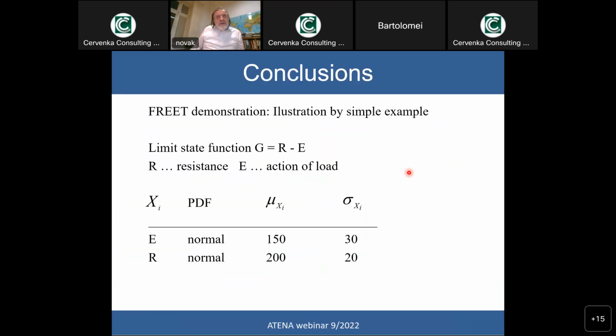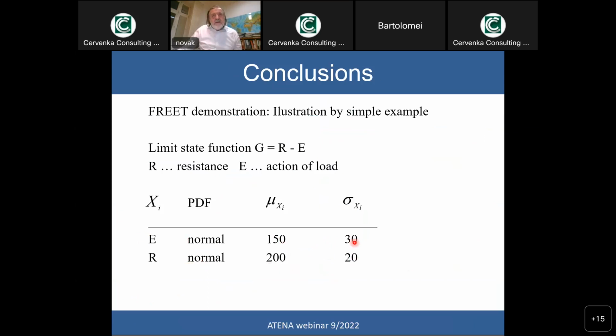And I think that the best is to run, let's say, a real-time demonstration of the software. Because of very, very limited time, I will show the software using a really very simple example. Imagine that you have some bar in tension, for example, and the limit state function is just resistance minus action of the load. So, just two random variables, right? Both random variables have Gaussian normal probability distribution. Resistance has a mean of 200 units, doesn't matter, newtons. Action of the load 150. And the standard deviation in case of resistance is 20, and the standard deviation in case of action of load is 30. And I will show you working with the software FReET using this simple example.